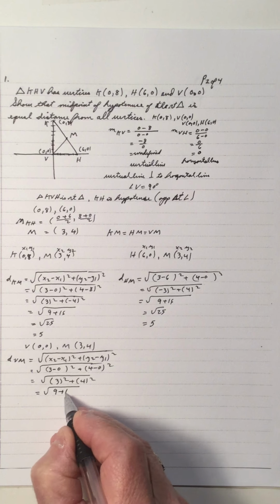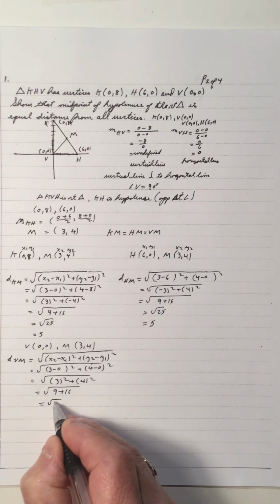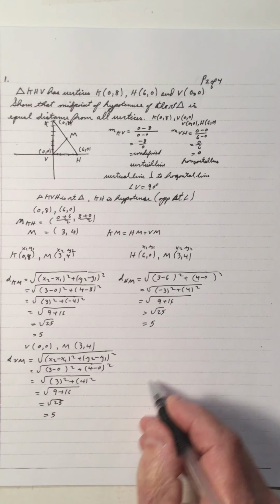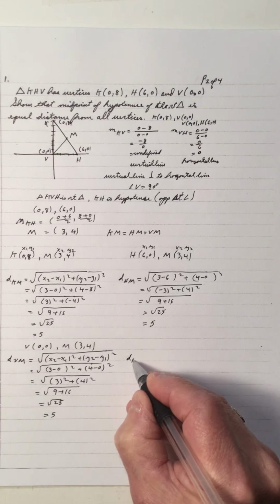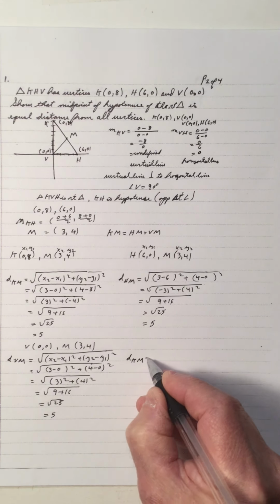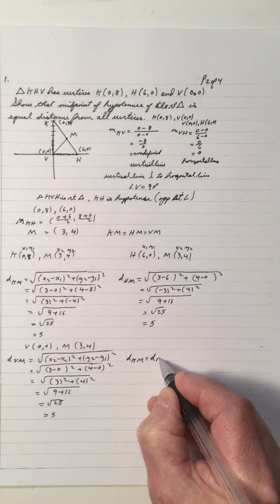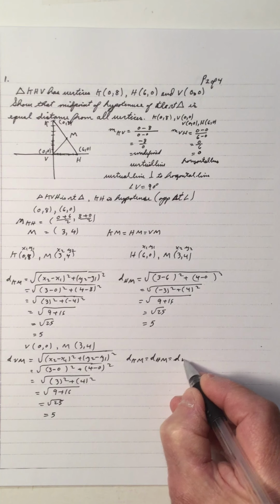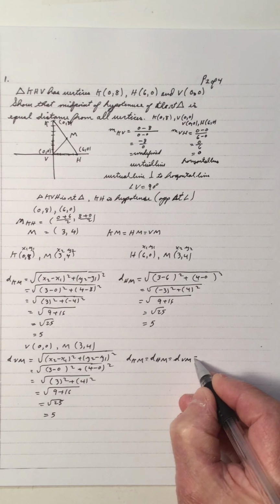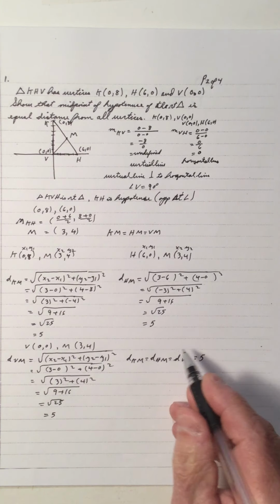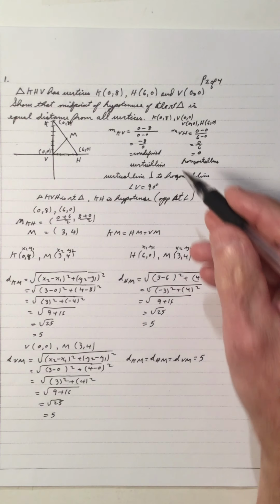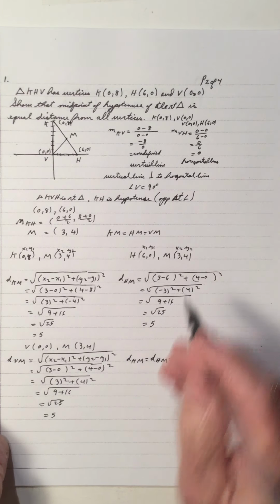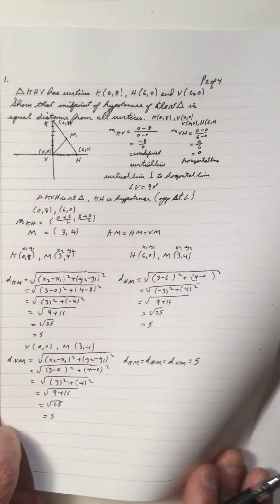That's 9, 16, 25, square root 5. So we have the length of KM equals the length of HM equals the length of VM, which is equal to 5. So we have proved that the midpoint of the hypotenuse of a right triangle is equal distance from all three vertices.